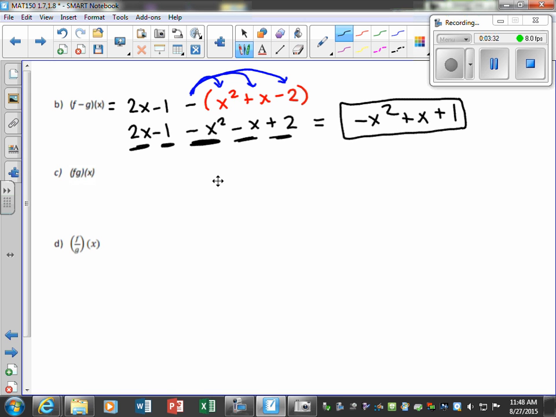And the next thing we're asked to do is give the domain. The domain of this is going to be all real numbers, because it's just a polynomial, so it's negative infinity to positive infinity.